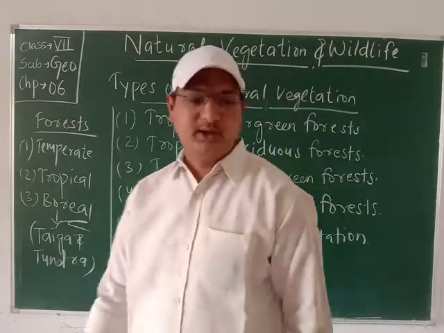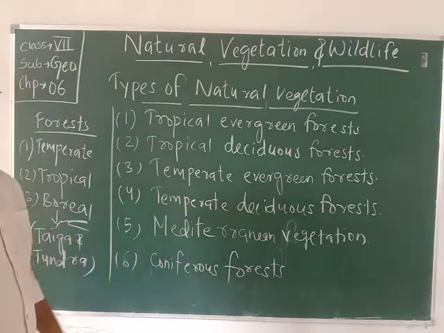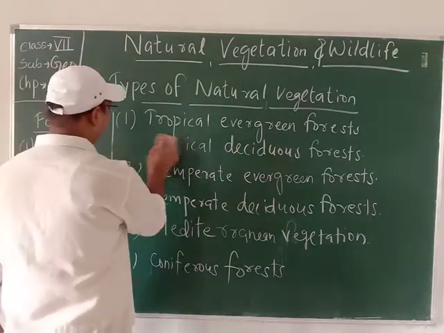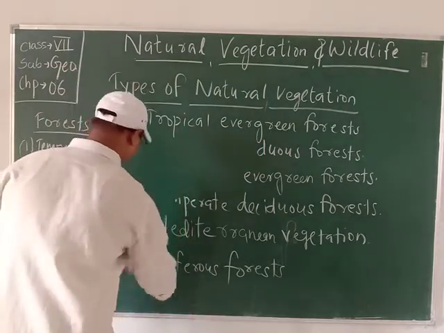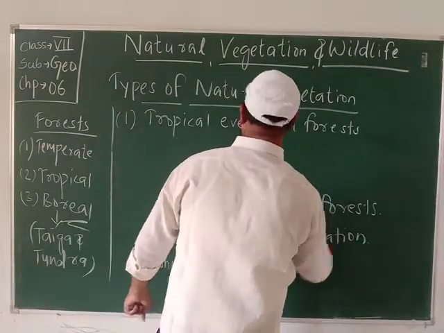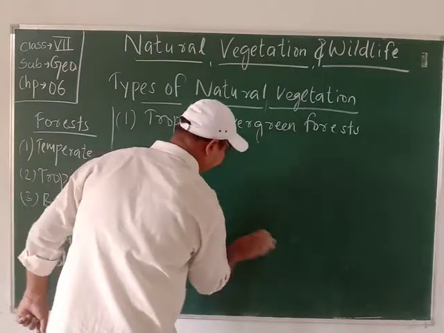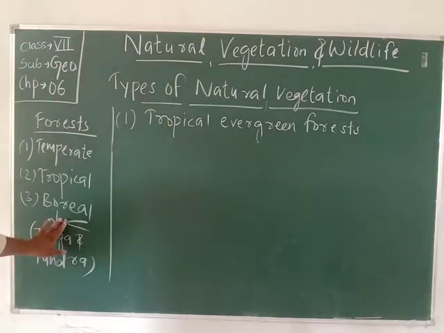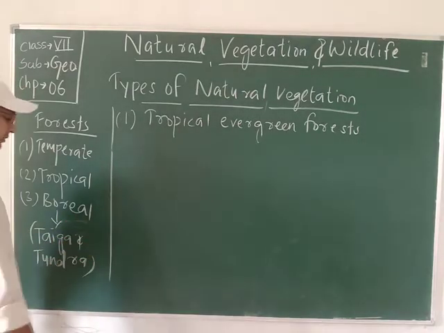Students, after this, first of all you look at the types of forest. We will study about them in detail. The first one we will study is the tropical evergreen forest. Before that, let us know about the forest. I have told you that there are 3 types of forest: tropical, temperate and boreal.